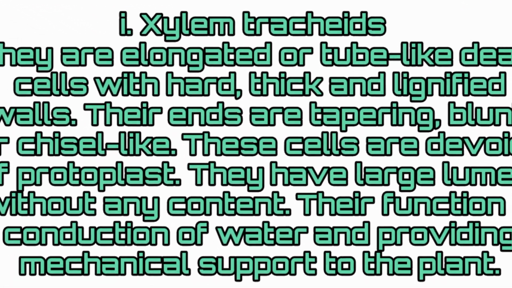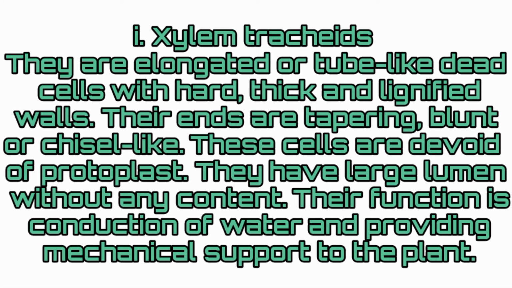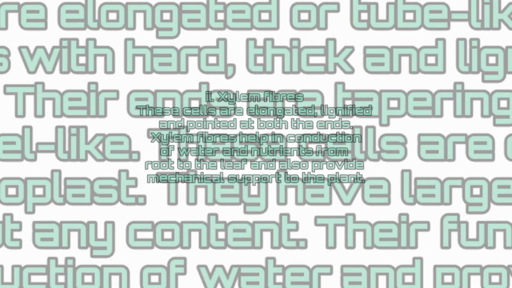Xylem tracheids. They are elongated or tube-like dead cells with hard, thick, and lignified walls. Their ends are tapering, blunt, or chisel-like. These cells are devoid of protoplast. They have a large lumen without any content. Their function is conduction of water and providing mechanical support to the plant.